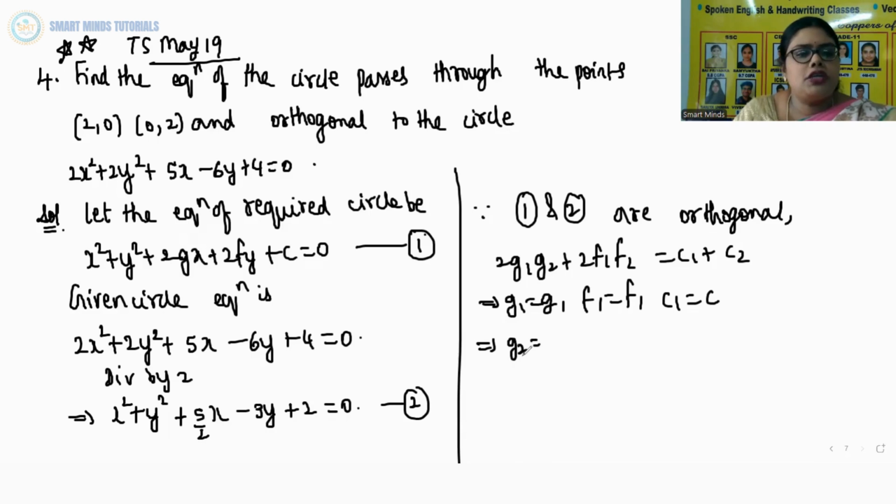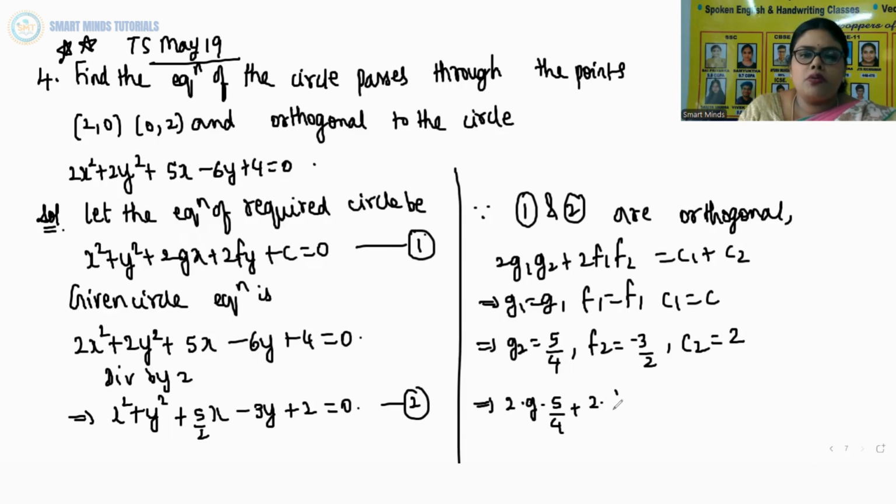What is g2? g2 is half of the coefficient of x. The coefficient of x is 5 by 2, so half of 5 by 2 is 5 by 4. And f2 is half of minus 3, since the coefficient of y is minus 3. Half of minus 3 is minus 3 by 2. And c2 is the constant. Now apply carefully: 2 into g into 5 by 4 plus 2 into f into minus 3 by 2 is equal to c plus 2.